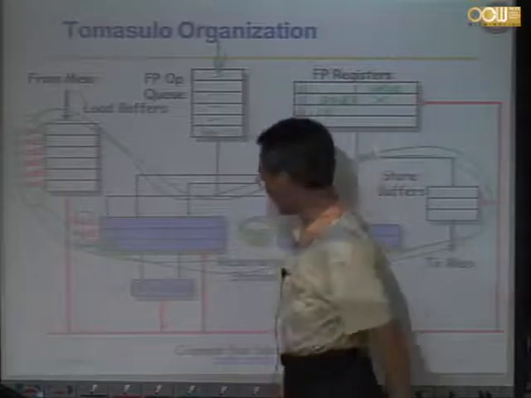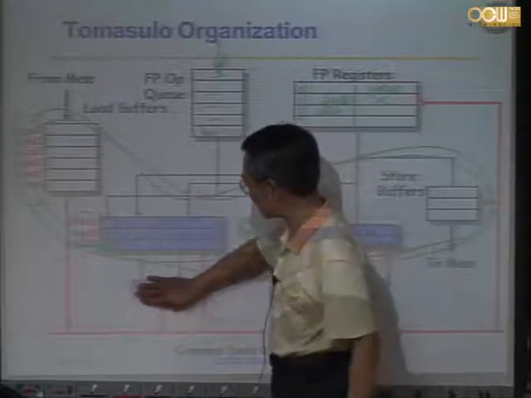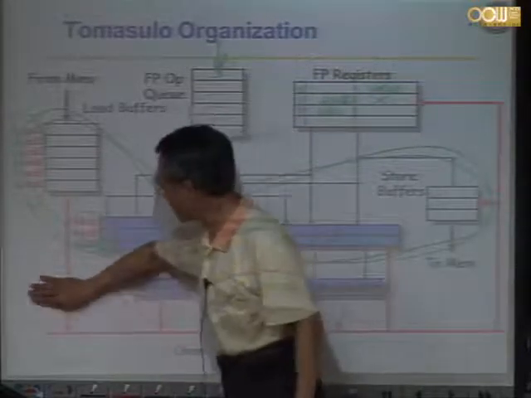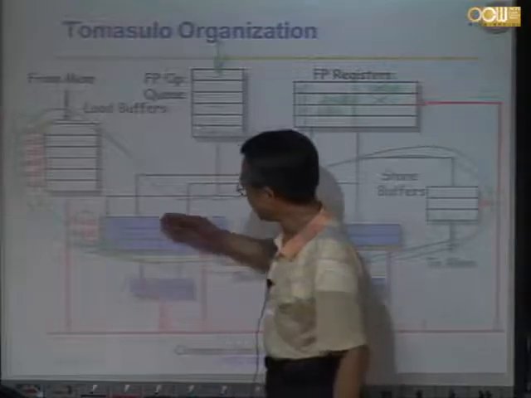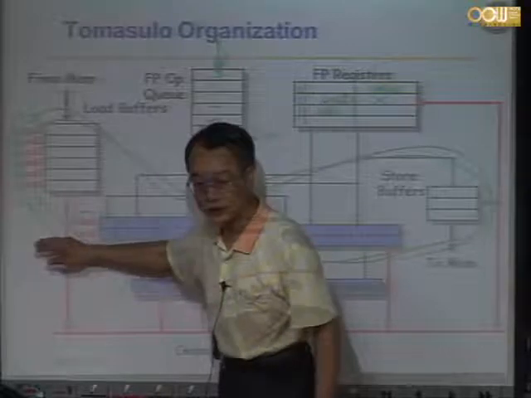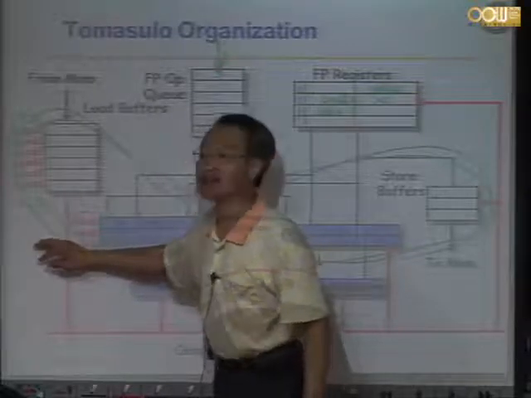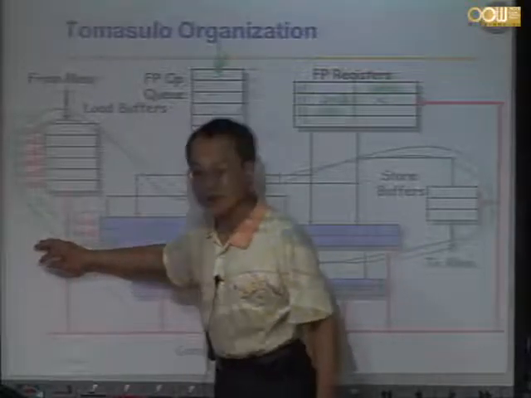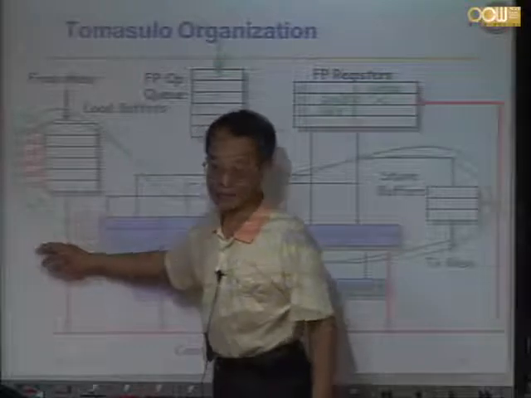Let me ask you questions. Can we have two adders, one here and one there? This one has its reservation stations. That one also has its reservation stations. Can I do that? Make sure you understand the answer is yes.